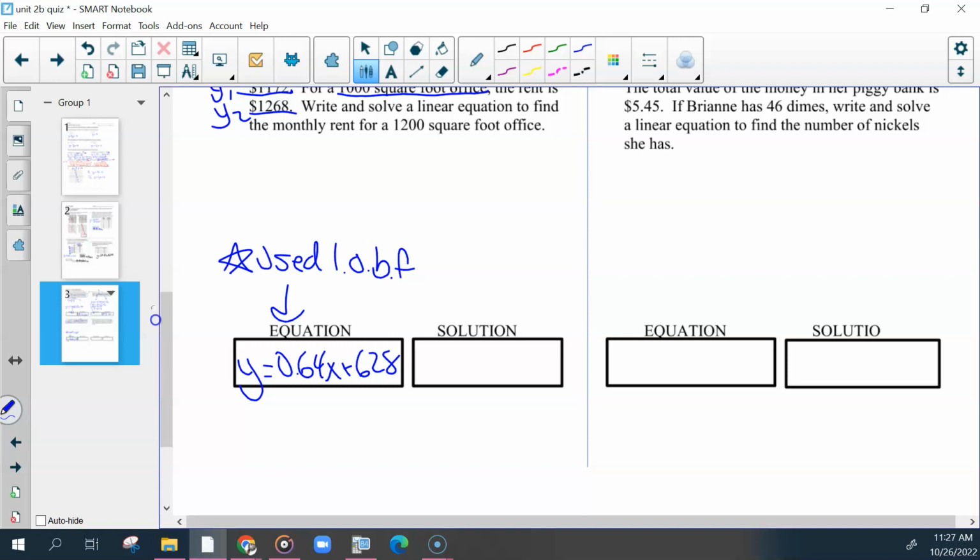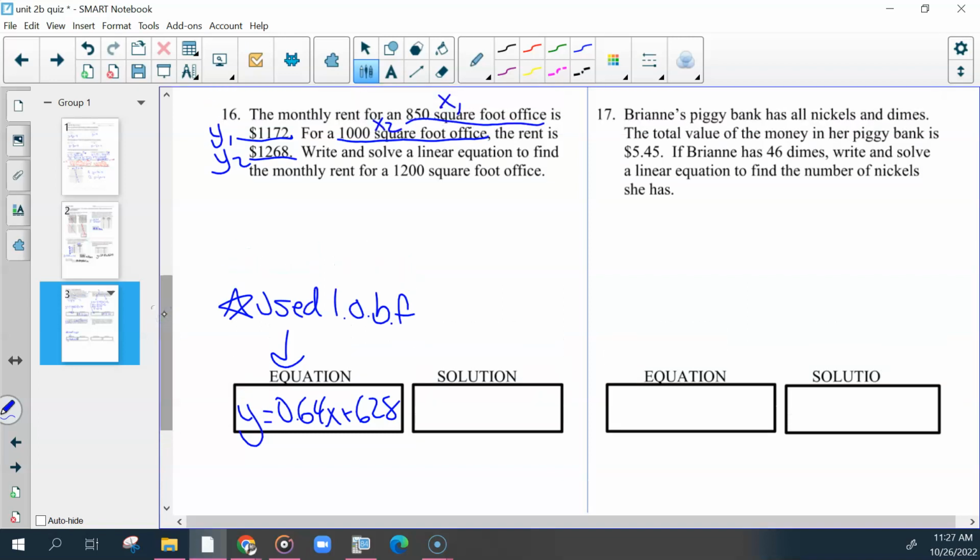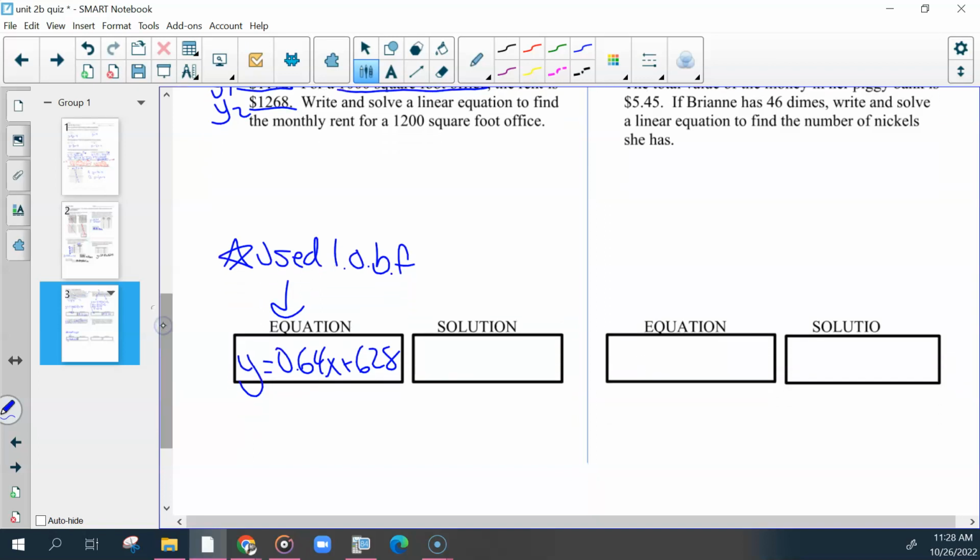And then you again have a choice. You have your equation. You're looking for the monthly rent for a 1,200 square foot office. So you could do this next part algebraically, or in the calculator, either or, doesn't matter. If you do it algebraically, then I would be able to see that work. If you do it in the calculator, you would just say that you stored this for X. That would be you showing your work, because your calculator is going to solve it for you.